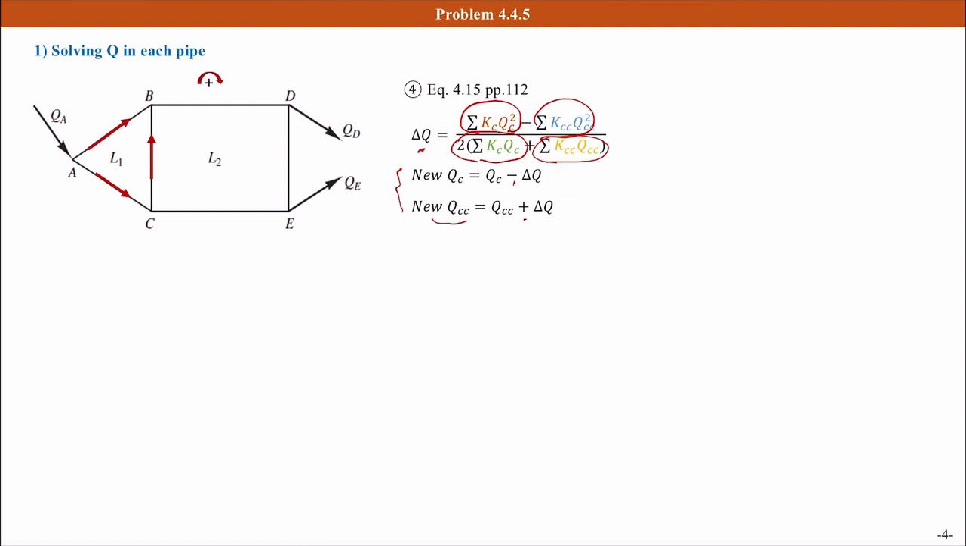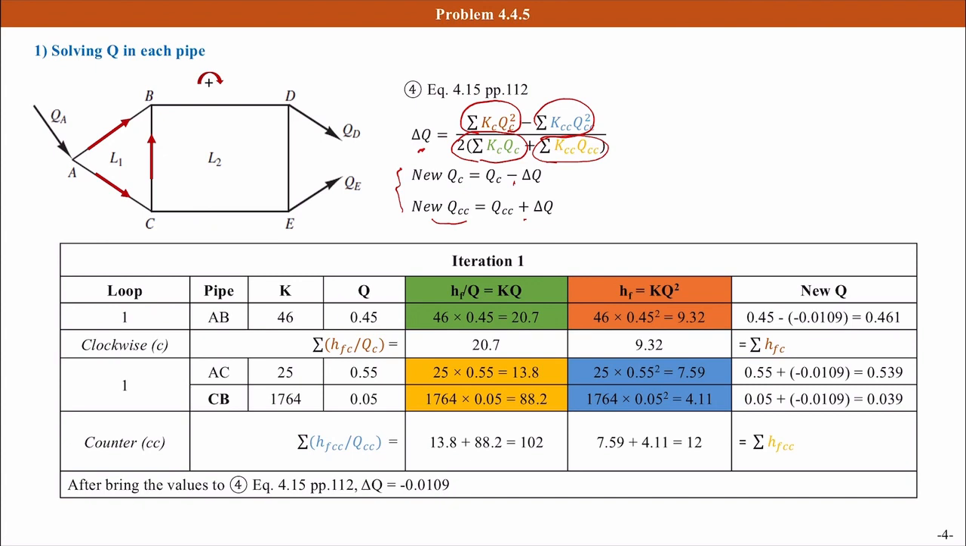Let's do the first iteration in loop 1. In loop 1, there are 3 pipes. Pipe AB is clockwise. Pipes AC and CB are counterclockwise. Based on the difference in their directions, we put them into different groups.